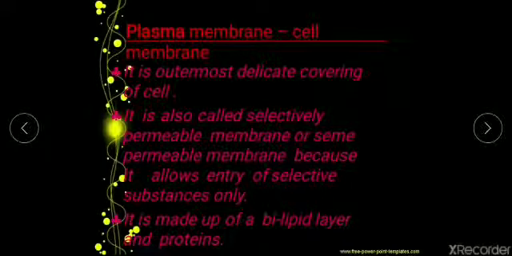Suppose outside the cell we have a toxin and we have a glucose molecule. So the cell is going to be very smart. It will allow only the glucose molecule to enter inside the cell, because toxin is harmful for the cell. So in that case the toxin will not be allowed to enter inside the cell.